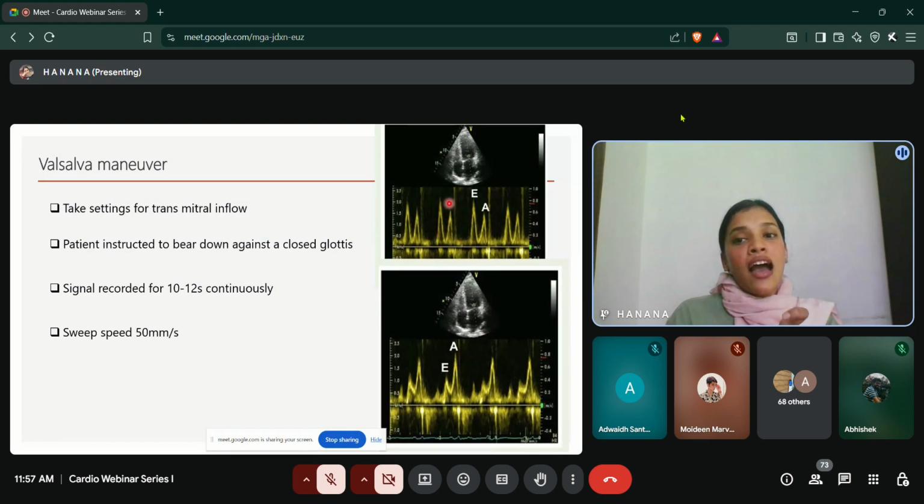So this patient actually has grade 2 diastolic dysfunction, which we will take notes on later. It looks like a normal spectral Doppler display at rest, and when we take a Valsalva maneuver, it shows that the patient actually has a dysfunction. So in patients where we are doubtful about grade 2 diastolic dysfunction, you must do a Valsalva maneuver to look for the EA reversal. That's about the Valsalva maneuver.